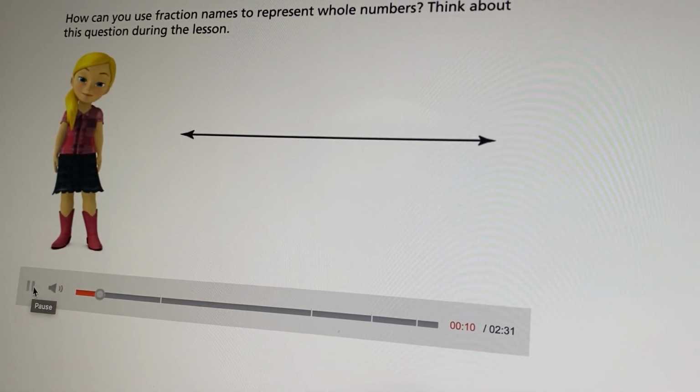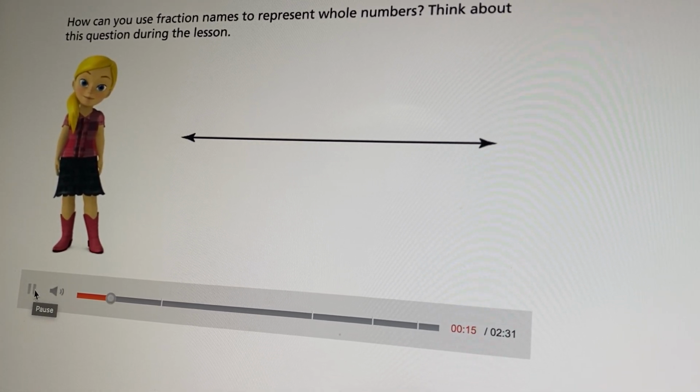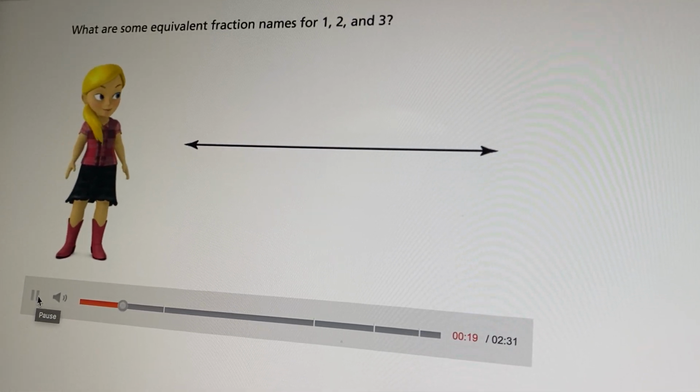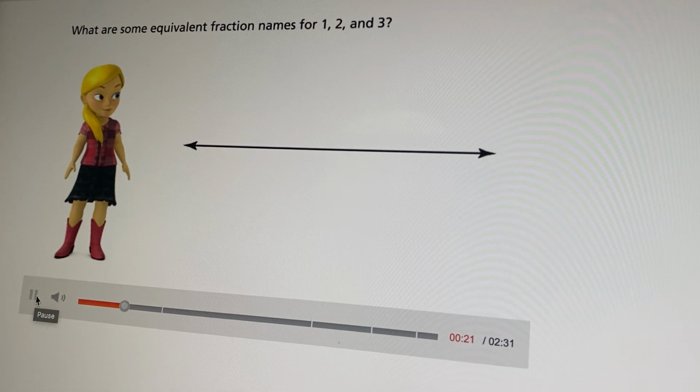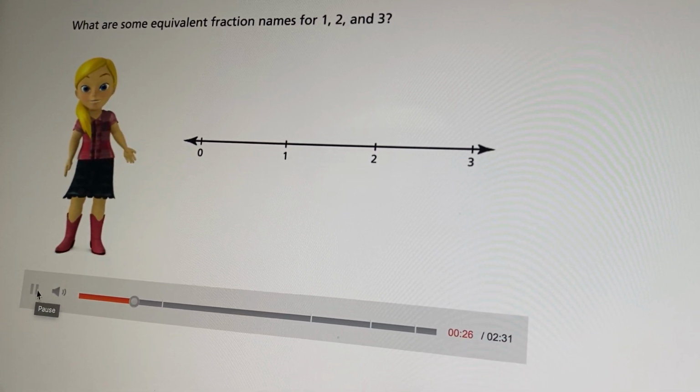How can you use fraction names to represent whole numbers? Think about this question during the lesson. What are some equivalent fraction names for 1, 2, and 3? Let's find out.